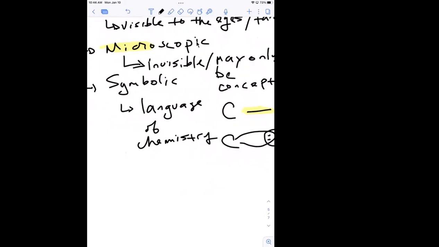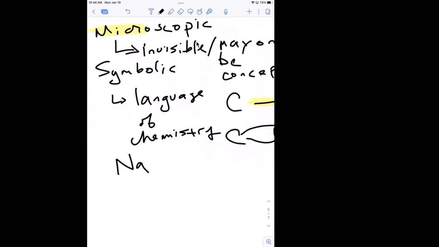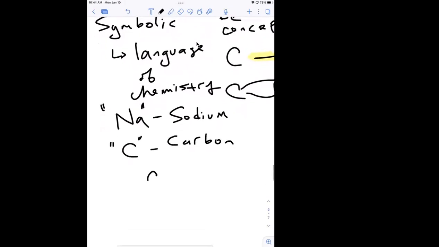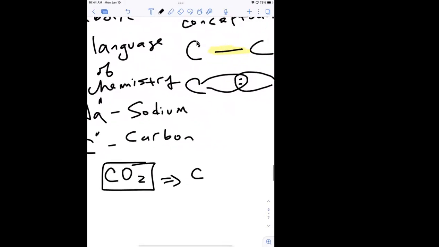So like when you see Na on the periodic table, it's not "Na," right? That's the symbol for sodium. Again, we have to have a language, a way to describe what we're studying. So when we see Na, we know that's sodium. When we see C on the periodic table, we know that is carbon. When we see CO2, this is a symbol for carbon dioxide.